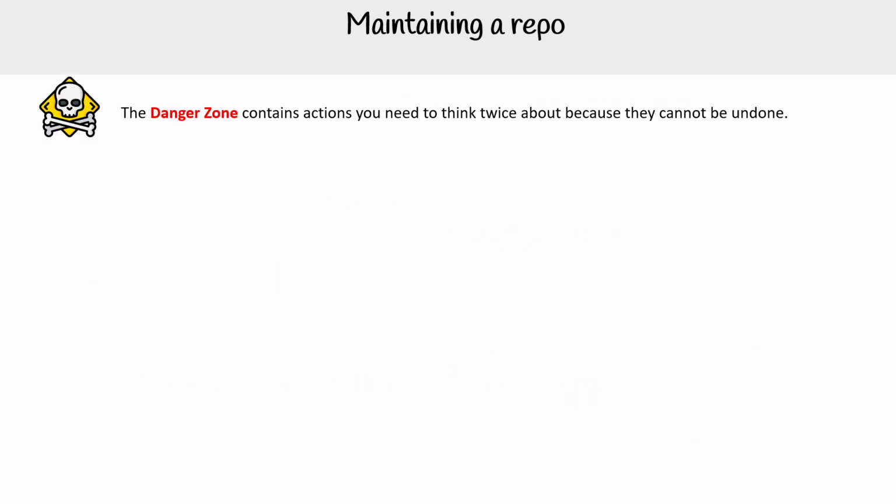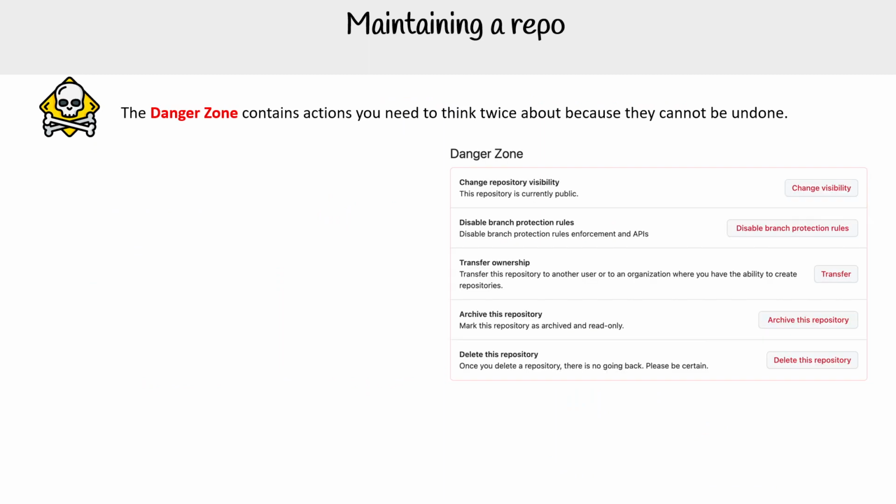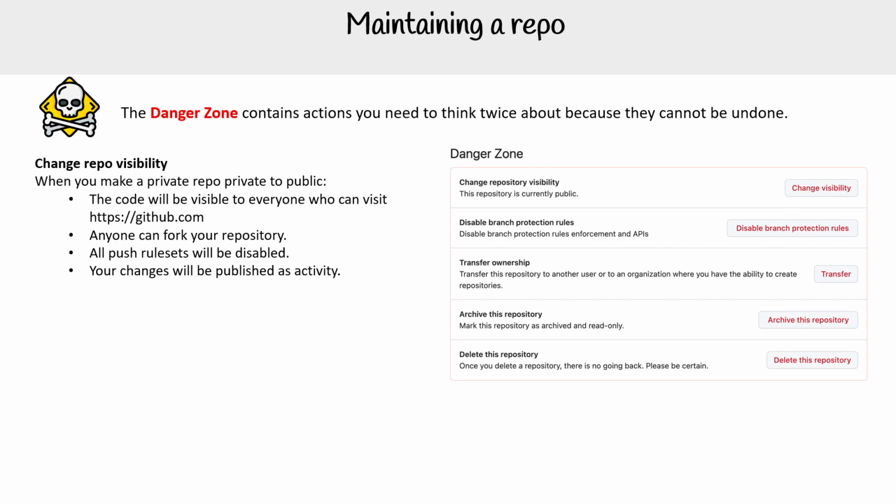Then there's the danger zone, which contains actions you need to think twice about because they cannot be undone if you make a big mistake. And in the danger zone, we have the ability to change the repo visibility. It's important to understand what happens when you make a repo from private to public. The code will be visible to everyone who can visit github.com. Anyone can fork your repo. All push rule sets will be disabled. Your changes will be published as activity. Now, will this show up in the exam? Probably not. I didn't see it, but that is something to consider.